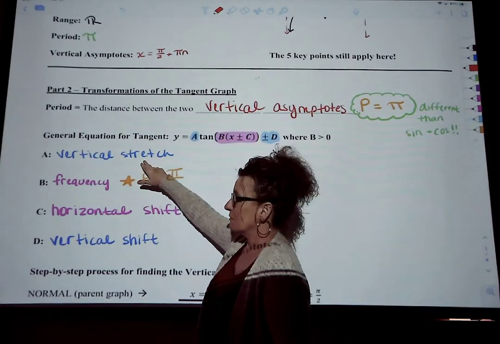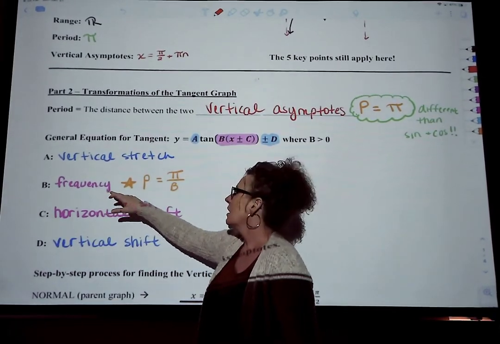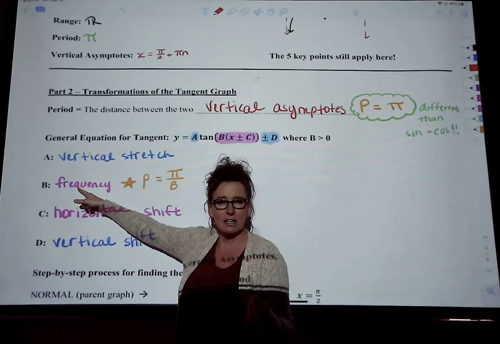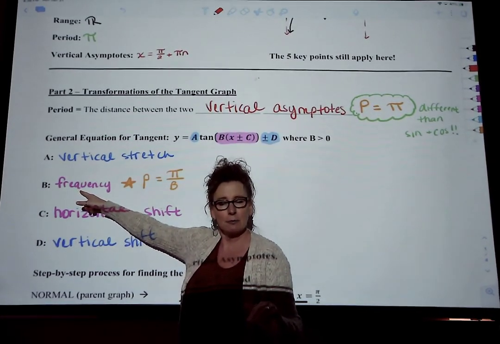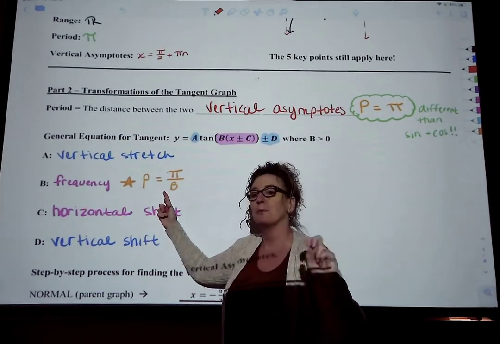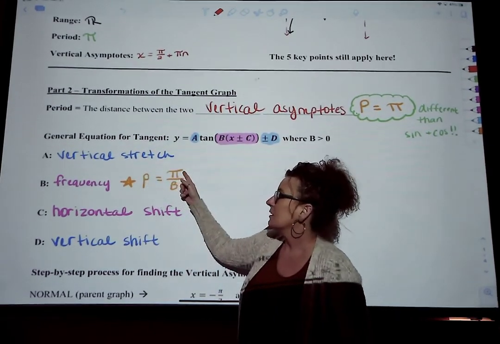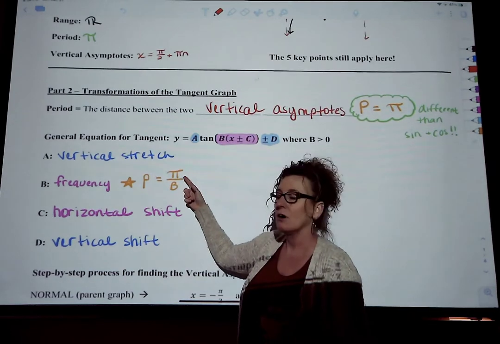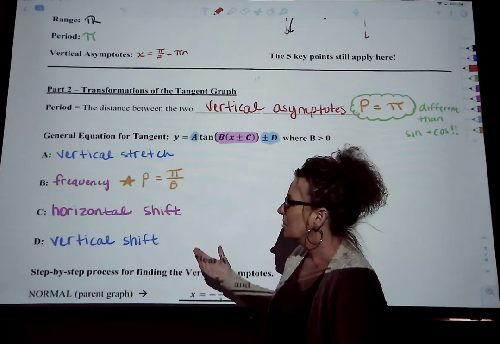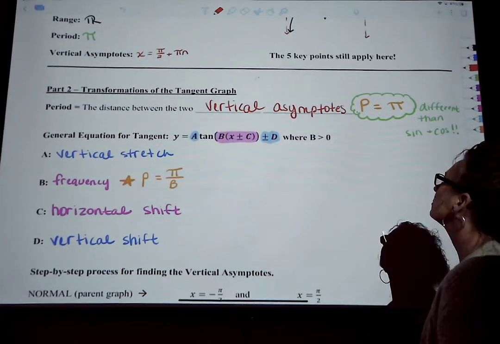A is going to represent a vertical stretch. B still represents the frequency. However, remember how we used B with sine and cosine? We did 2 pi over B. That's because our period for cosine was 2 pi. We have a new formula for tangent. Our new formula for tangent is the period of tangent over B. New formula for tangent. You've got to remember that. Of course, C is a horizontal shift and D is a vertical shift, just like what you're used to.